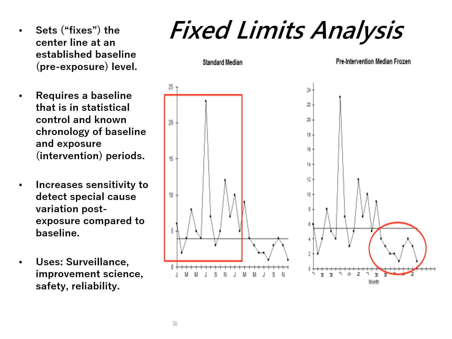In the picture on the right, 2 run charts are shown. The one on the left has a median or center line calculated using all of the values observed. The one on the right has recalculated the center line to create a fixed limits analysis using the values from an established baseline period, shown in the red box on the left. The fixed limits analysis, which raises the median value based on the values in the red box, increases sensitivity to detect the downward shift shown in the red circle following the baseline period.